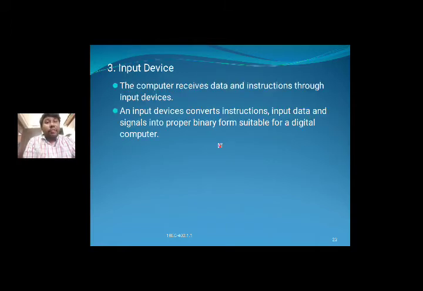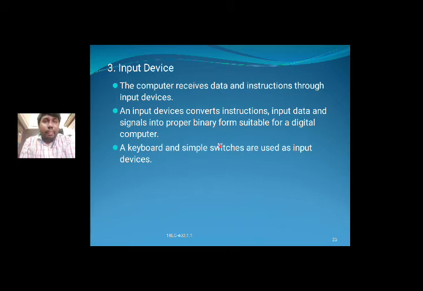Next one is the input devices. In the input devices, the computer receives the data and instructions through the input devices. With the help of input devices, we give the instructions to the computer. An input device converts the instructions, input data and signals into the proper binary form suitable for the digital computer.